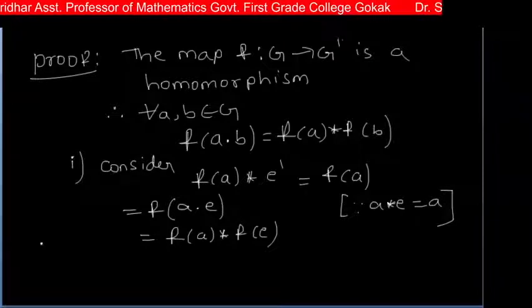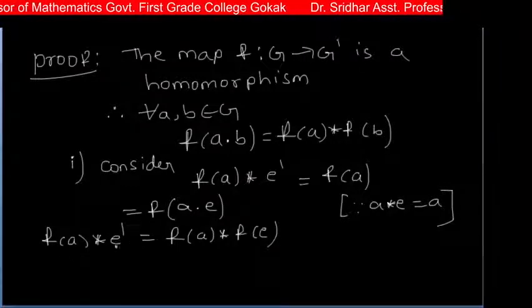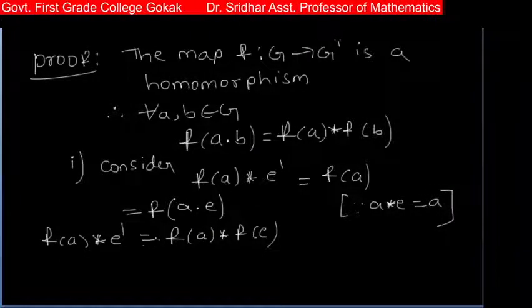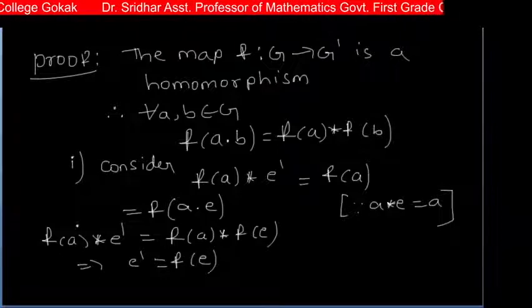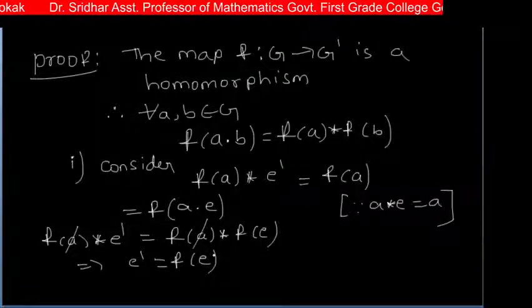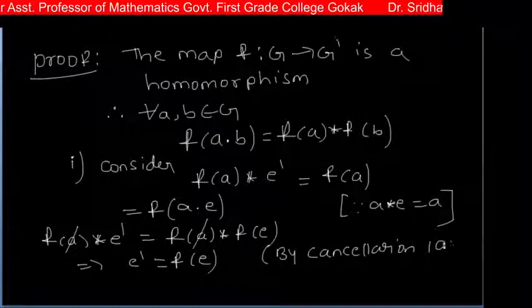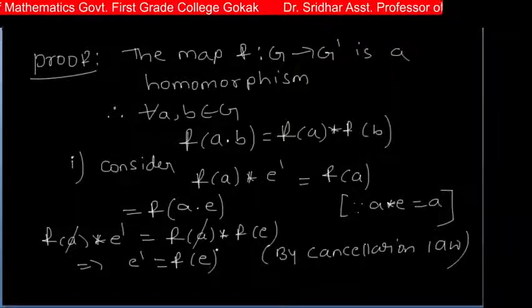Here we have taken f of a star e dash. Now from this, by the left cancellation law, this f of a and this f of a get cancelled. So this implies e dash is equal to f of e, because this term and this term are cancelled by the left cancellation law. So we get e dash is equal to f of e. That is, f of e is equal to e dash. So the first one we have proved.